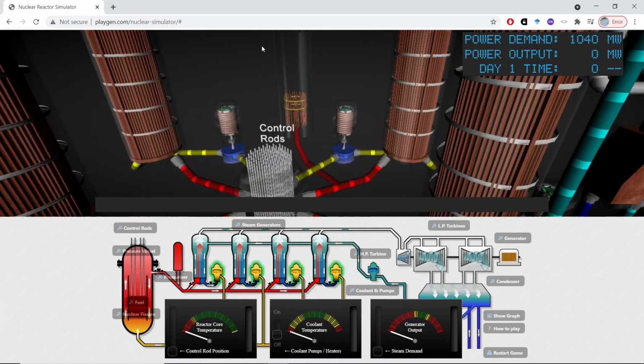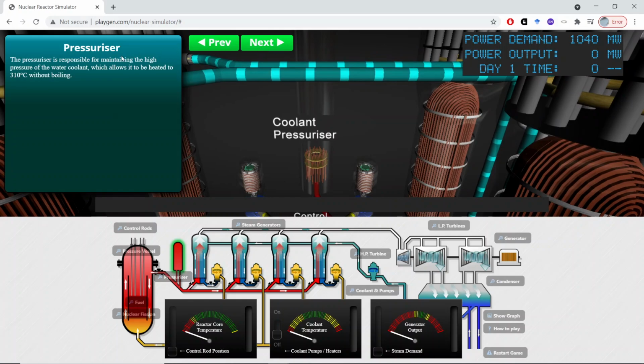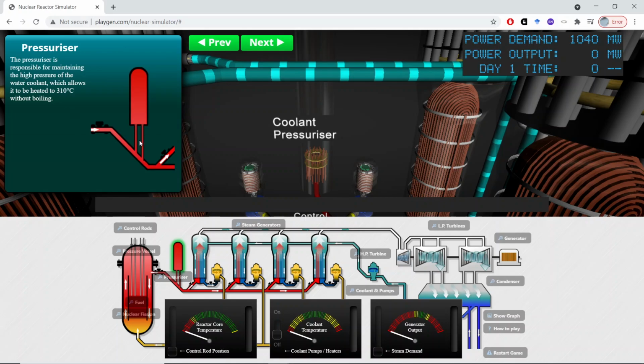Next, we go to the pressurizer. The pressurizer is responsible for maintaining the high pressure of the water coolant, which allows it to be heated to 320 degrees Celsius, and the image appearing at the right moment.